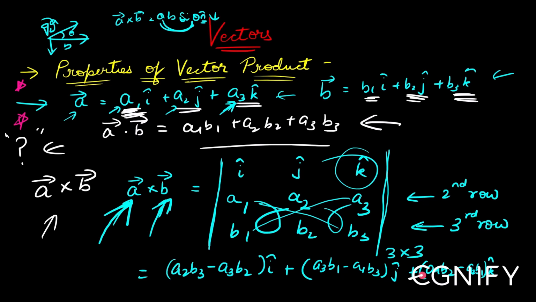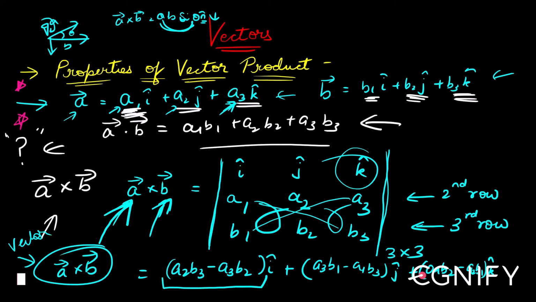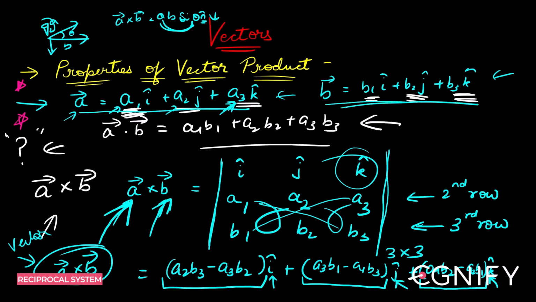So now you can look at this. A cross B is also a vector. So this must have x components, y components, z components. The x component is this, and then that is multiplied with I cap. The y component of this resultant vector A cross B is this. It's multiplied with J cap. The z component of the resultant A cross B vector is this, and it's multiplied with K cap. So it's very similar to this format, right? These vectors are in the component form, and even the resultant vector is automatically in the component form.